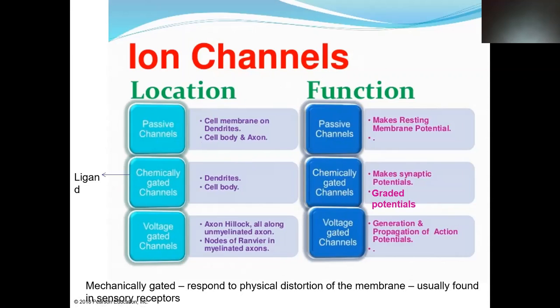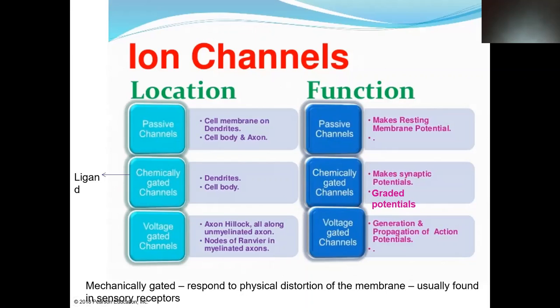The chemically gated channels, also known as ligand channels, are going to be on the dendrites and the cell body. The dendrites and the cell body, you can see that these are not along the axon. The voltage gated channels are at the axon hillock as well as along an entire unmyelinated axon. If the axon has myelin, it will be at the nodes of Ranvier instead of along the entire axon.